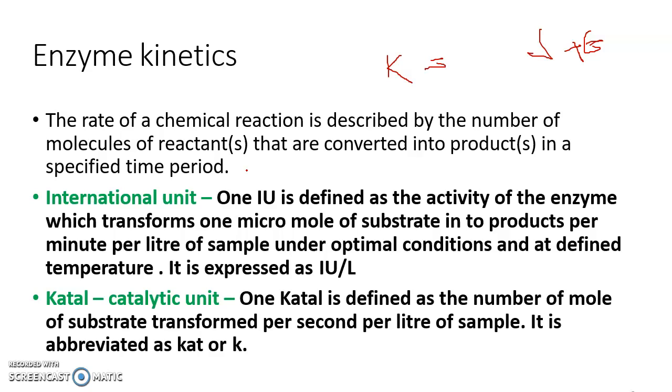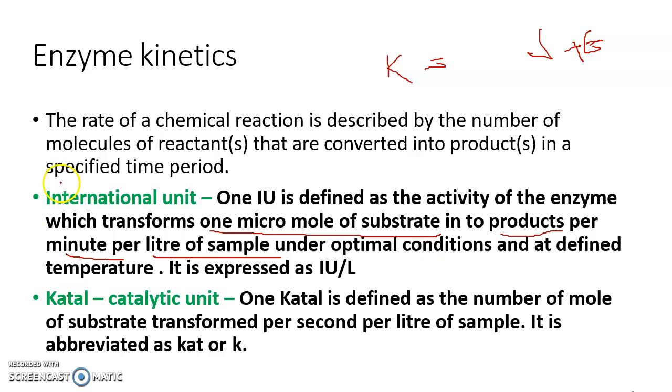Then here, what is IU? So this is very important. What is IU? It is an international unit. It is defined as the activity of the enzyme which transforms 1 micromole of substrate. So starting material is 1 micromole. It turns into product in 1 minute of time, for 1 liter of sample under respective conditions, either temperature or pH, the optimal conditions and at a defined temperature. So it is expressed as IU per L, international units per liter, with 1 minute of time only.